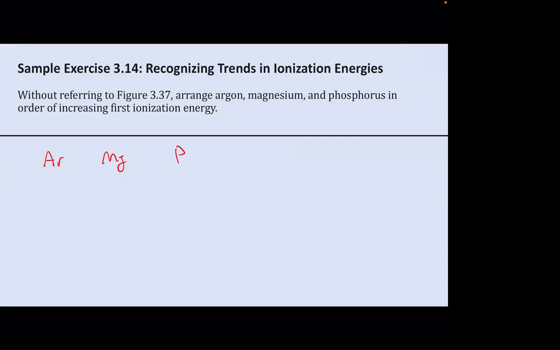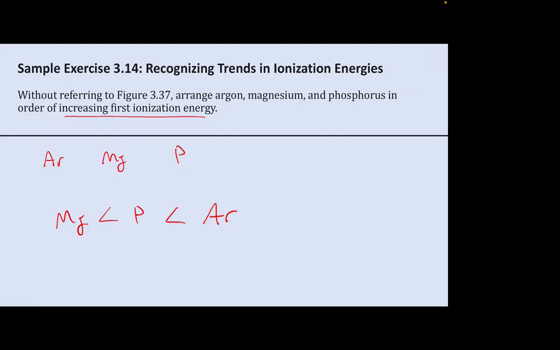What's that? The lowest? Magnesium, right? But this is the opposite of before, it's increasing. So magnesium is going to lose the electron easily. It's a metal on the left side of the periodic table, it wants to get rid of electrons. Followed by phosphorus, followed by argon, which doesn't want to lose electrons. It's a noble gas with a complete octet.